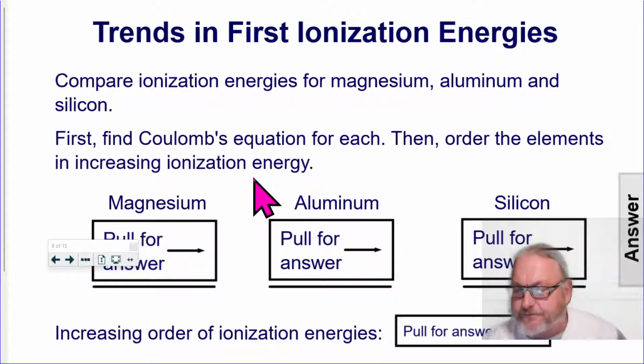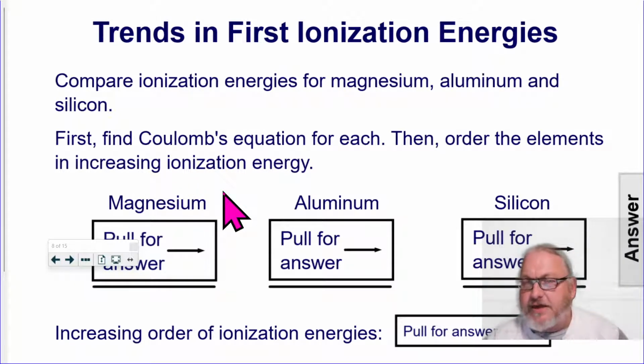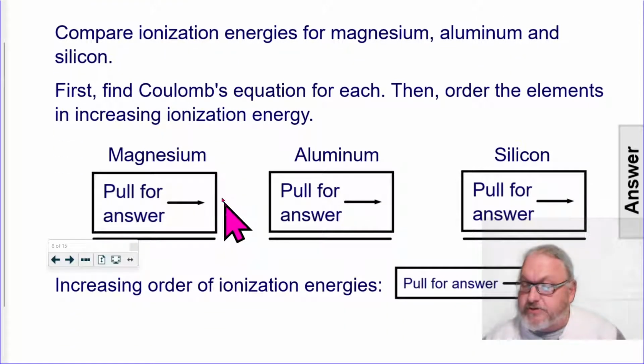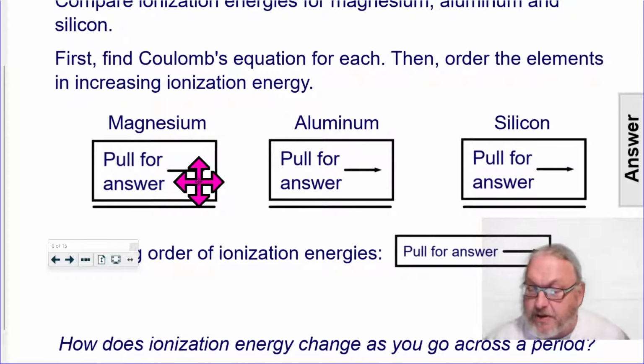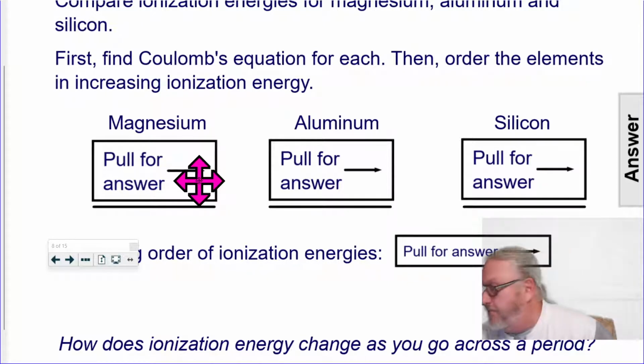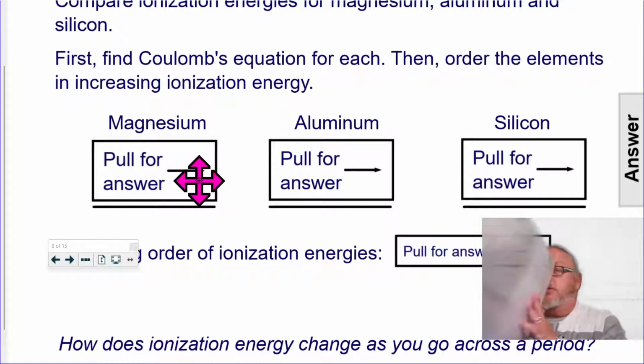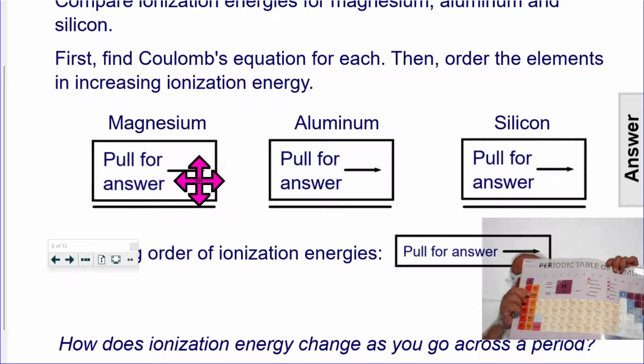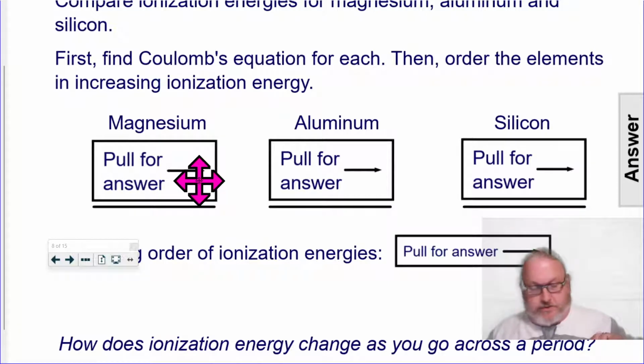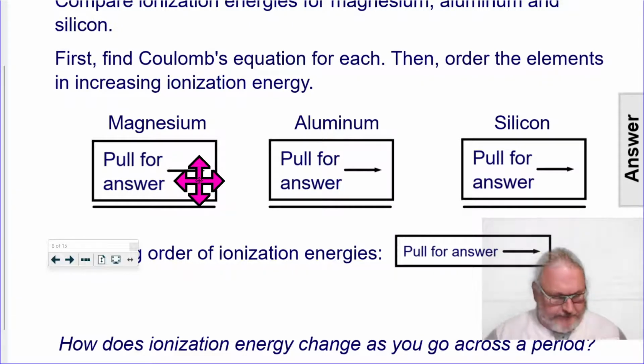So let's think. Let's look at the ionization energy for magnesium, aluminum, and silicon. So let's find the Coulomb's equations for each. Then we'll order them according to their ionization energy. So think about magnesium in my periodic table. It's right there. And then let's look at aluminum, it's right to the right of it. And then silicon is right to the right of aluminum.